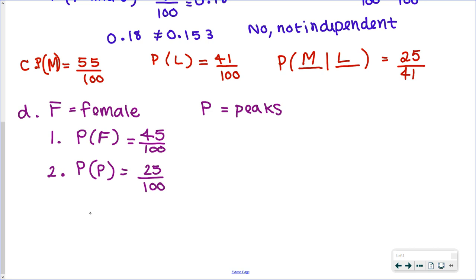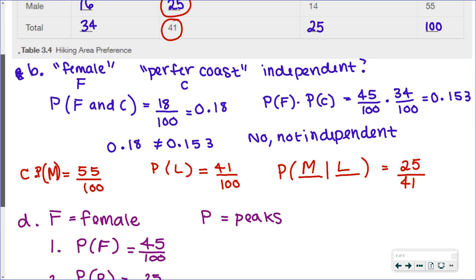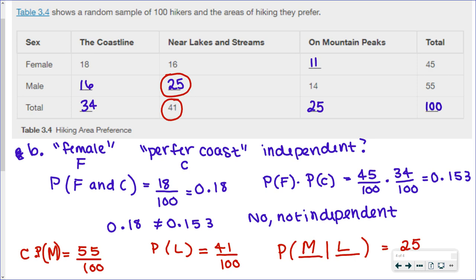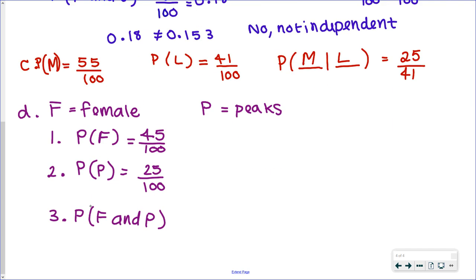Number 3, find the probability of F and P. So both F and P. So we look at our table, female mountain peaks, that is 11. And we're looking at out of the total, so 11 out of 100.